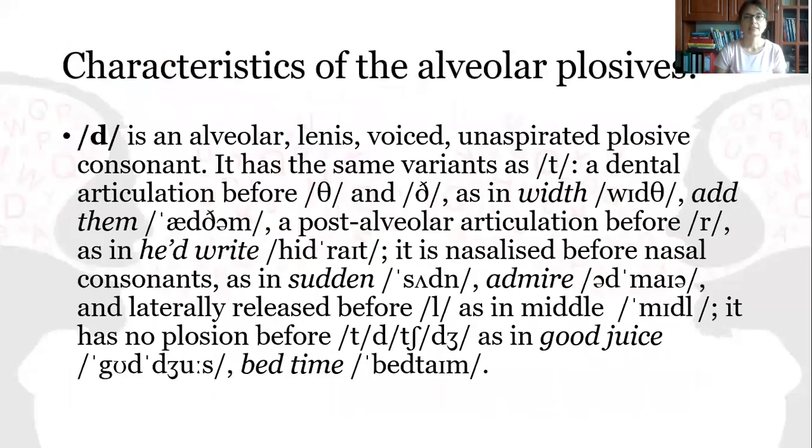Okay, let's get to the next alveolar plosive consonant sound, which is d. And it is an alveolar lenis voiced unaspirated plosive consonant. It has the same variants as t, that is, a dental articulation before th and v, as in width, add them, a post-alveolar articulation before r, as in hydrate. It is nasalized before nasal consonants, as in sudden, admire, and laterally released before l, as in middle. It has no plosion before t, d, ch, g, as in good juice, bedtime.